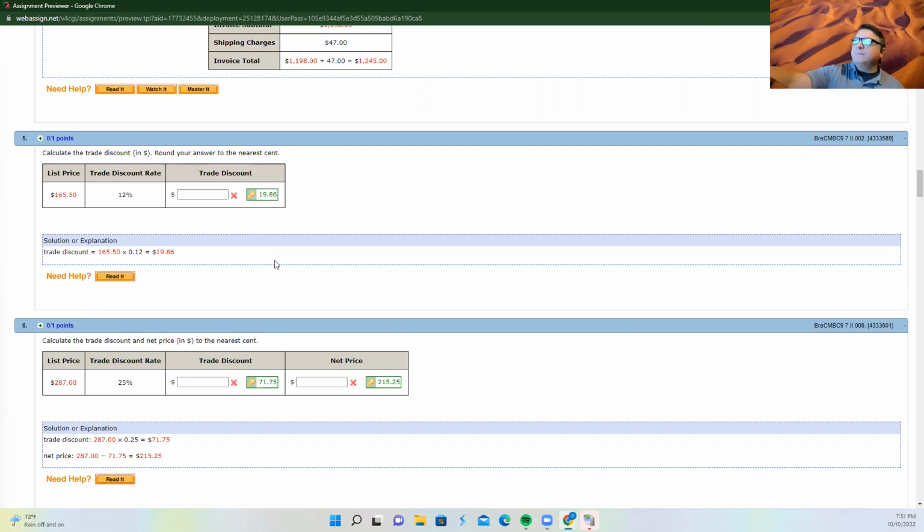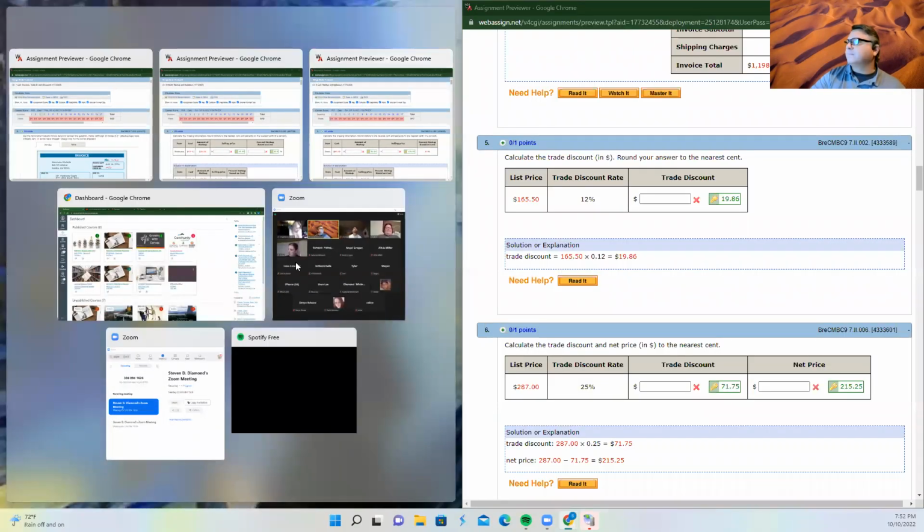So if you have a percentage and you need to move it to a decimal so you can actually work with it mathematically, remember, you move that decimal over 2 places to the left. So what they did is take 165.50 times 0.12, and that gave them $19.86 on their discount. Now let's look at what we're looking at here.